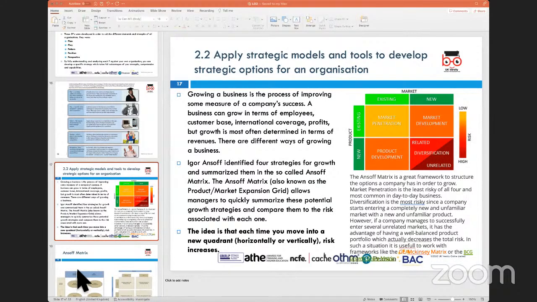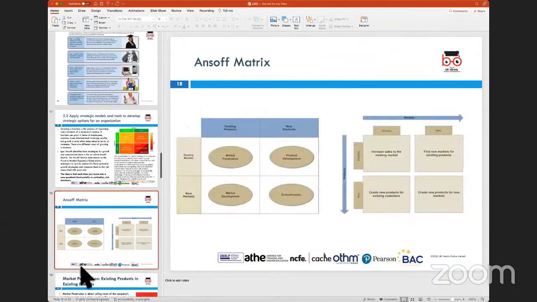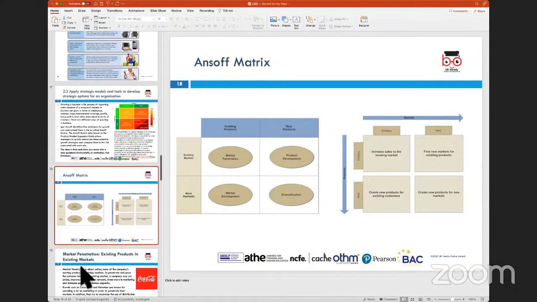Now, the base part of this Ansoff matrix basically helps us identify opportunities for growing revenue for a particular business by developing new products and services and tapping into new markets.